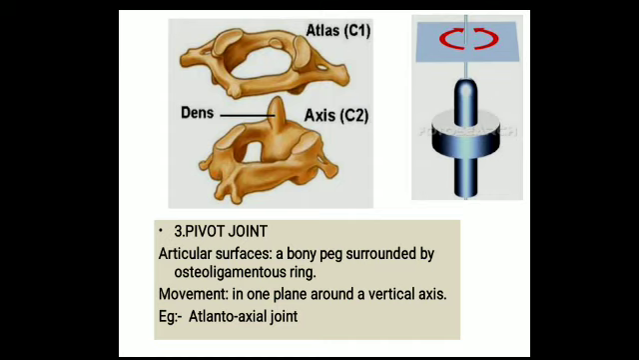The example for pivot joint in our body is the atlantoaxial joint. Atlas is C1, the first cervical vertebra. Axis is the second cervical vertebra. So there is a joint between atlas and axis, the atlantoaxial joint, that is the pivot variety. That means the dens or odontoid process of the axis vertebra is rotating within the atlas, and an osteoligamentous ring is there formed by the anterior arch and the transverse ligament of the atlas. When we are turning the neck sideways to the right or left, this rotatory movement is happening at this pivot joint level.